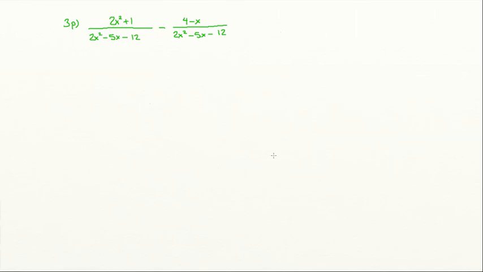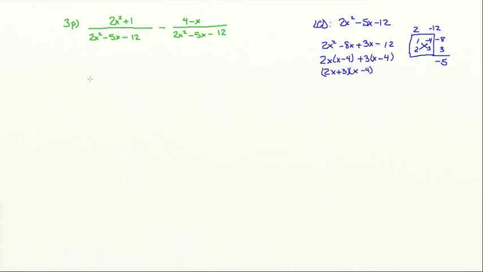3p, 2x squared plus 1 over 2x squared minus 5x minus 12 minus 4 minus x over 2x squared minus 5x minus 12. Well, my lowest common denominator is 2x squared minus 5x minus 12. I wonder if we could factor that. Might need to later. I can factor this. Okay, so my denominator is 2x plus 3 times x minus 4.